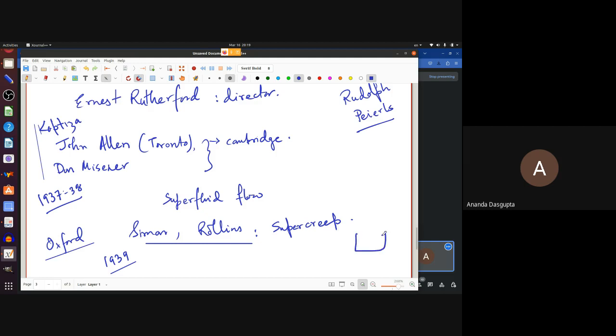So what exactly is supercreep? Suppose you have an ordinary liquid in a container. What would happen to the liquid? Would it just be absolutely flat? If it were a large container and you had the liquid in it, will the liquid be absolutely flat throughout the liquid surface? Any idea? You know this, right? What happens near the edge where the fluid joins the edge of the container? What happens there? All of you have seen this.